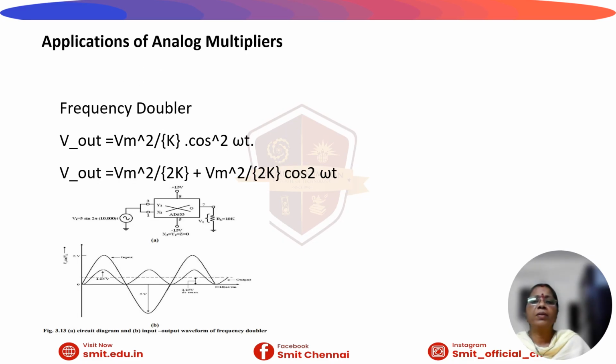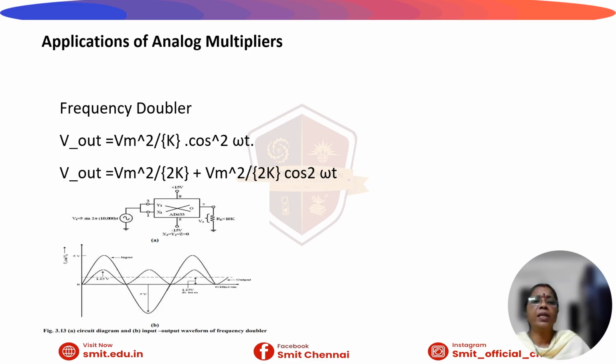Now let us see applications of the analog multiplier. The first application is the frequency doubler. What do you mean by frequency doubler? The output frequency should be double the input frequency.